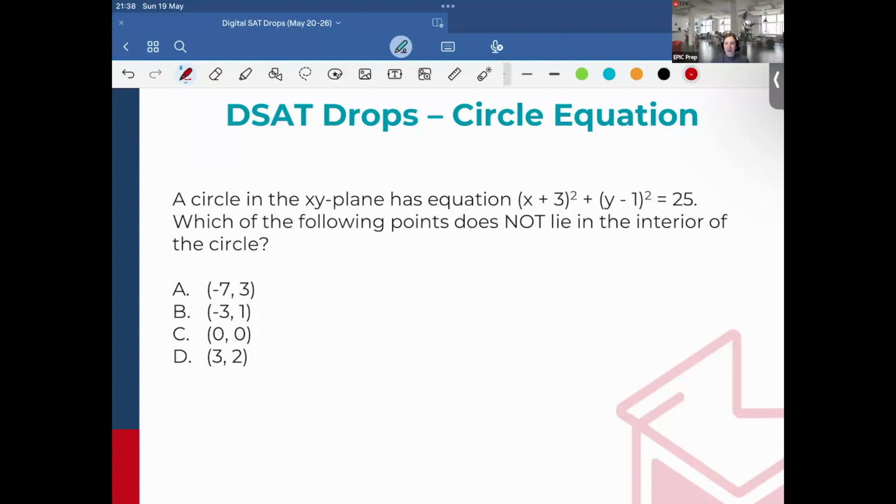For this video, we have a circle equation. It says a circle in the xy plane has the equation (x + 3)² + (y - 1)² = 25. Which line points does not lie in the interior of the circle?